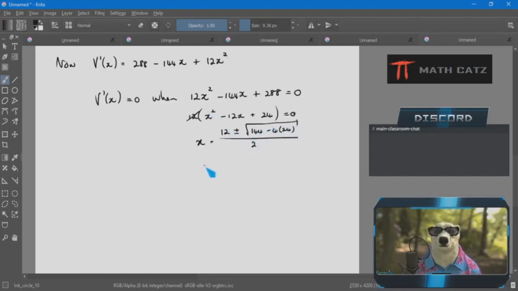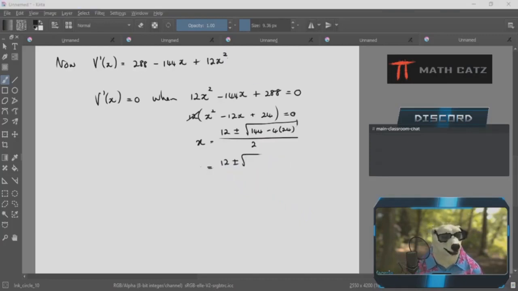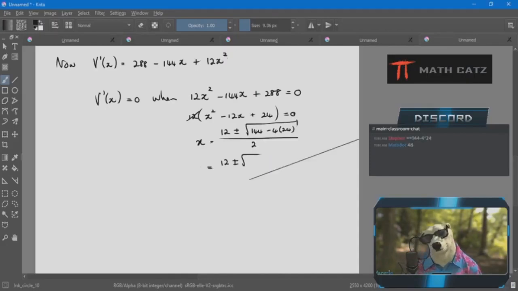I like to see what is inside the square root before doing a whole calculation. 144 minus 4 times 24. Random line, and I get 48, which then shows me why I couldn't factor it. It's not a nice integer.